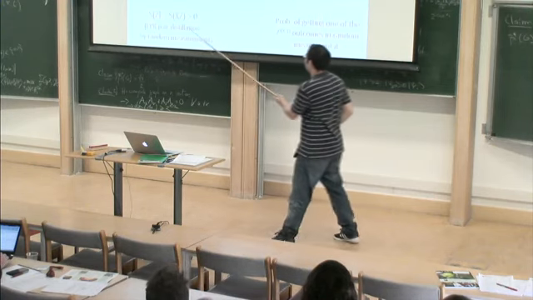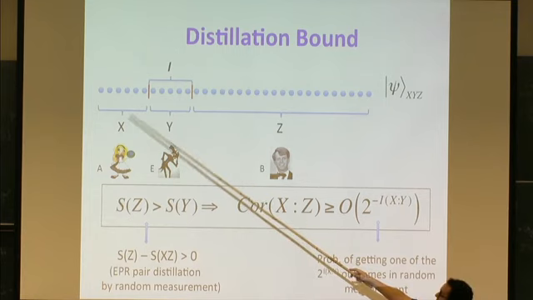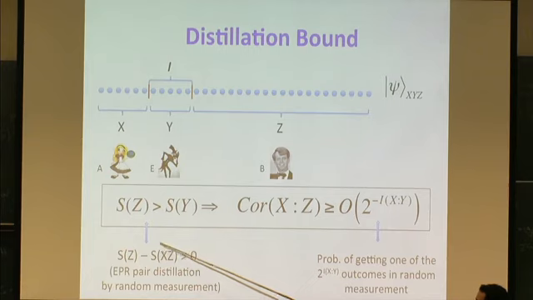Why do we have this? We can rewrite this like that: the entropy of Z minus the entropy of Y is equal to the entropy of XZ minus the entropy of Y, because it's a pure state. So this is exactly the EPR pair distillation rate of the protocol. If this is bigger than 0, it means that you can distill at least one EPR pair.